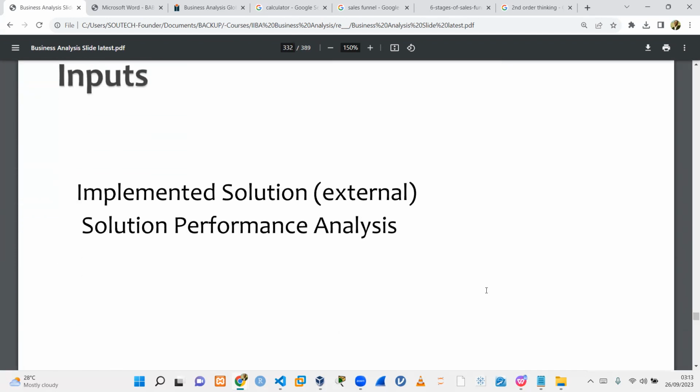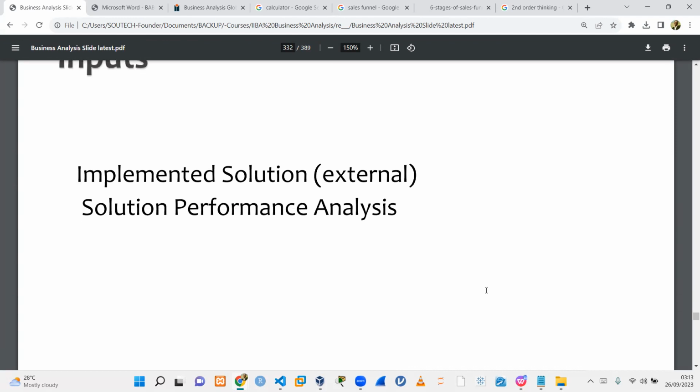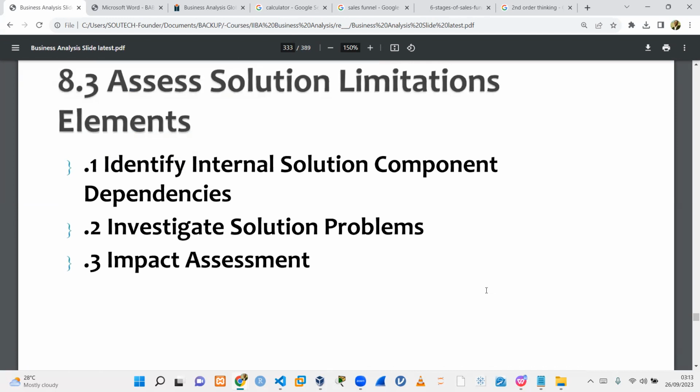So the input is going to be the implemented solution, something external, and your solution performance analysis. Some of the elements are that you need to identify internal solution component dependencies, those things that the solution is dependent on. Take, for instance, funds. There are some solutions where funding is going to be a huge factor. There are some solutions that are going to need people.